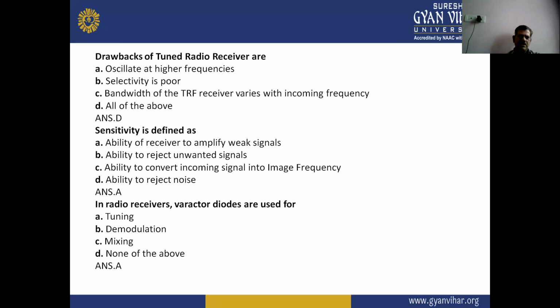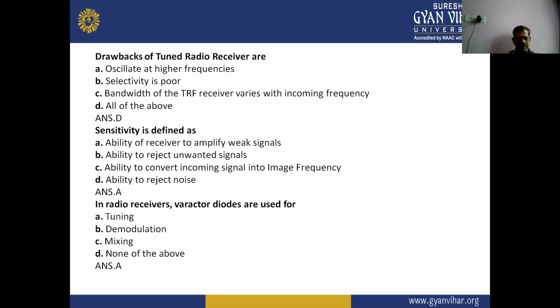Next, sensitivity is defined as A, ability of receiver to amplify big signals. B, ability to reject unwanted signals. Option C, ability to convert incoming signal into image frequency. Option D, ability to reject noise. So sensitivity is defined as the ability of the receiver to amplify big signals. So the correct answer here is option A.